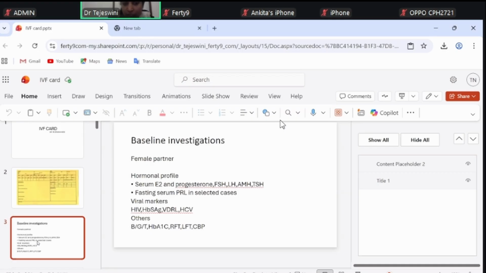Other investigations include blood grouping and typing, which gives us an idea of whether the woman can land up in a RH complicated pregnancy in future. HbA1c, renal function test, liver function test, and complete blood picture have to be made a note of.